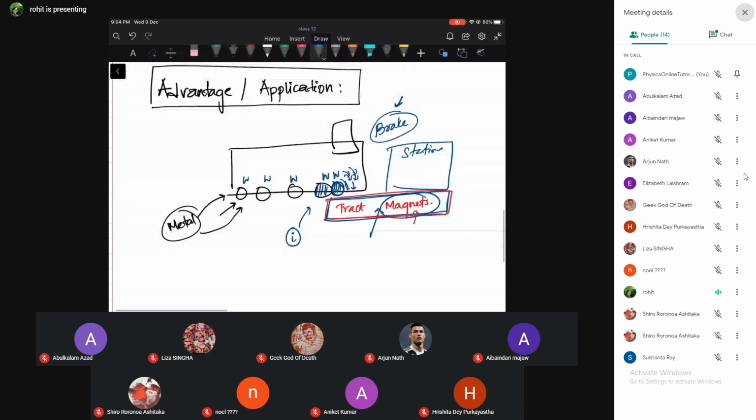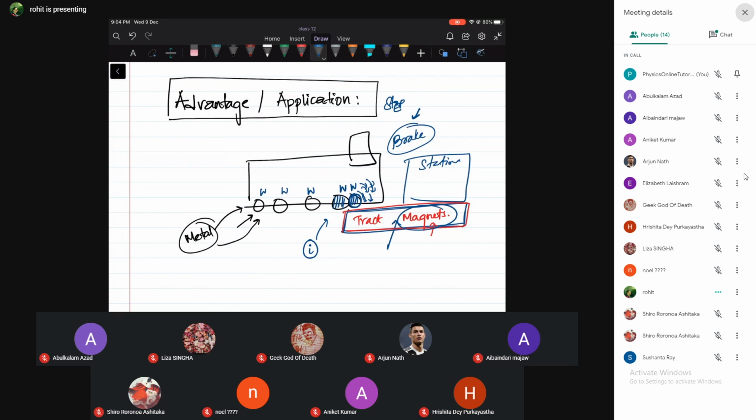So these eddy currents are very nice, no? They can even stop a train. What do we call it? We call it braking, electromagnetic braking. Whatever it is, the name is there, you can check. But I think you understood one of the applications.